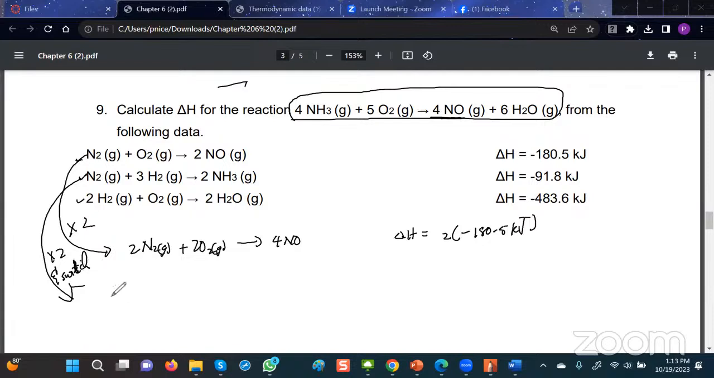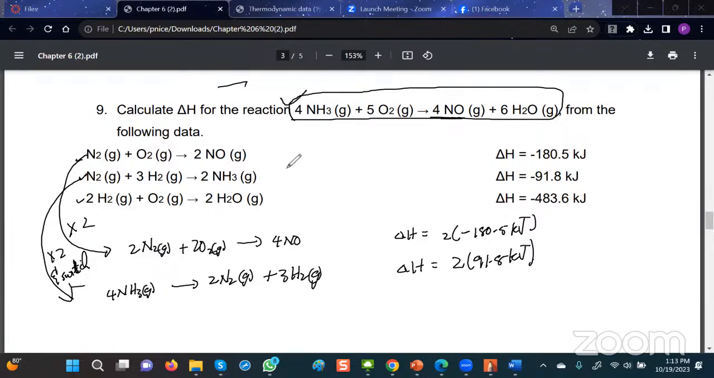So when you do that, you're going to get 4 NH3 gas to give 2 N2 gas plus 3 H2 gas. So what happens to the delta H in this case? Exactly. So this will be 2 times 91.8 kilojoules. You multiply by 2 and you change the sign from negative to positive. Very good. Okay. So that leaves us now with the third equation. What would you do to the third equation in order to, after comparing with the first equation here? Right, you have 6 H2s here. So what do you do to this?